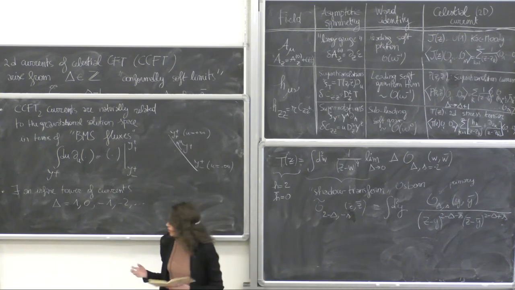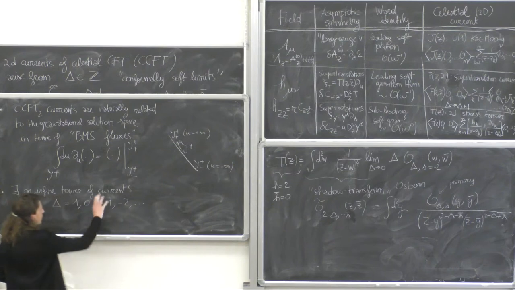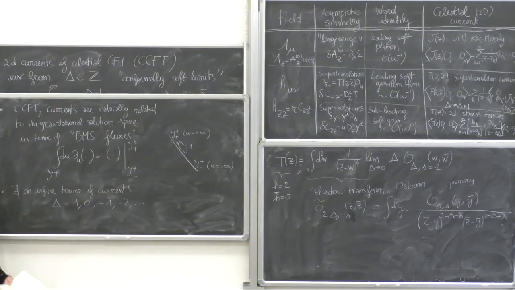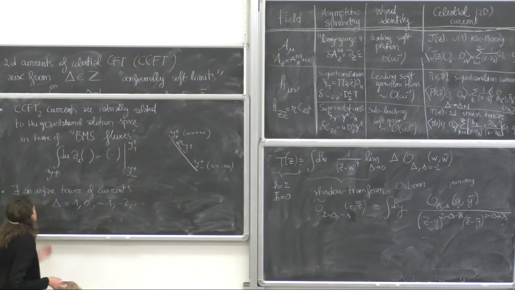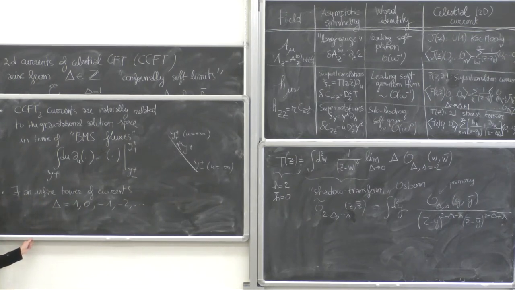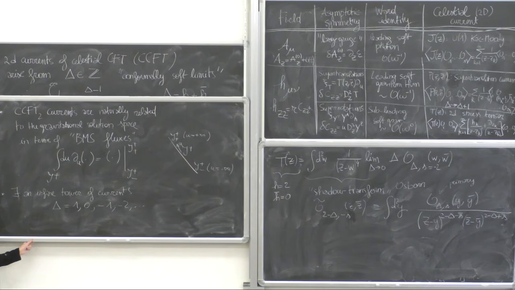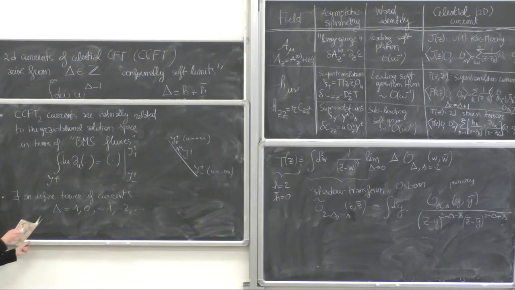And also we know that we have more than currents. We can also take the shadow transform. So there are many more things we want to look at. Basically, I would say that the classification of all currents which have a non-trivial action on the celestial CFT is not known. We have a partial list of them, we have a few of them, but not all of them.